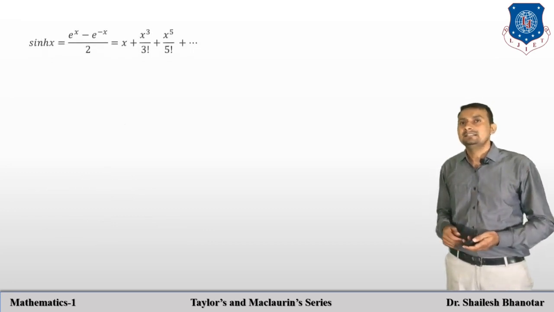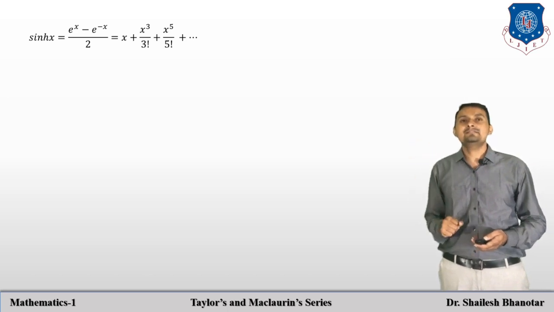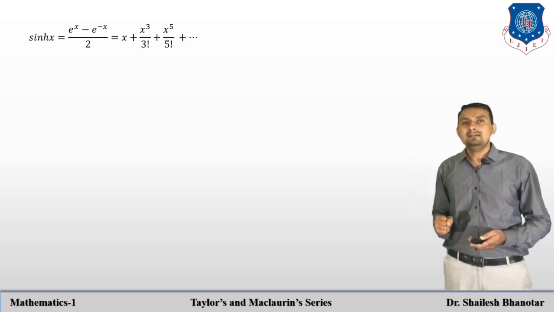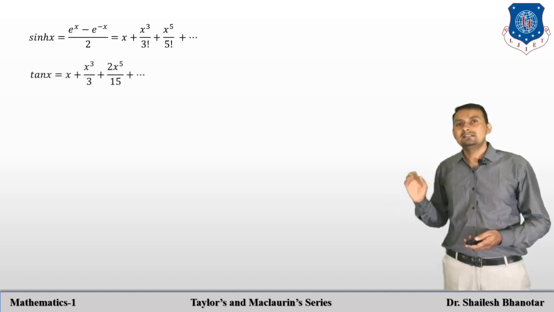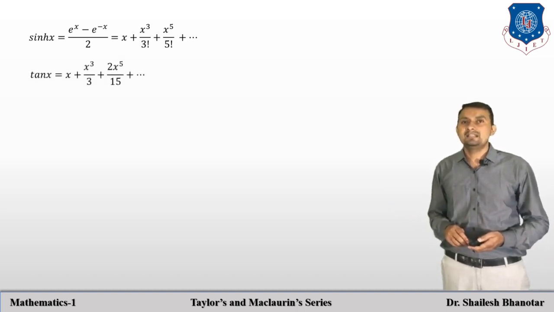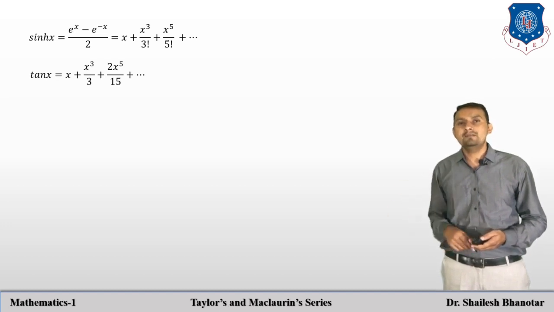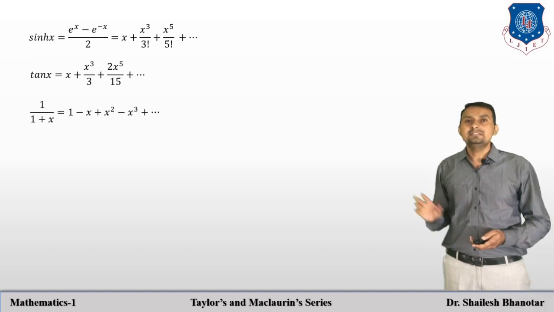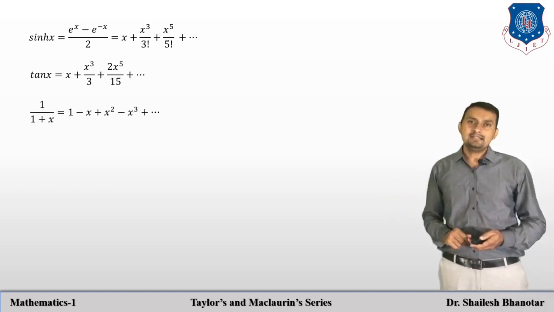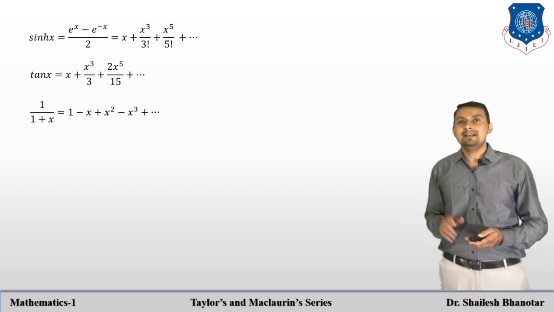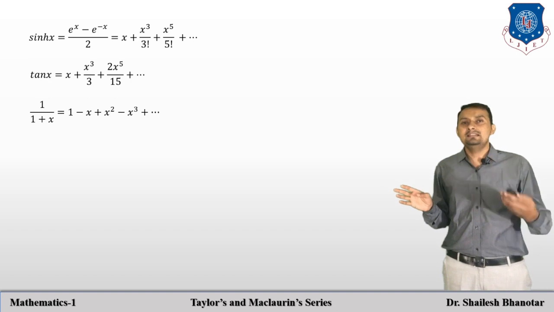And another, the sinh x, we have already discussed: x plus x raised to cube divided by 3 factorial plus x raised to 5 divided by 5 factorial plus and so on. Also you can estimate tan x: x plus x cubed by 3 plus 2x raised to 5 divided by 15 plus and so on. And this is 1 divided by 1 plus x. Also you can derive this expression based on the Maclaurin series. But keep in mind, because this expression we will use later on.